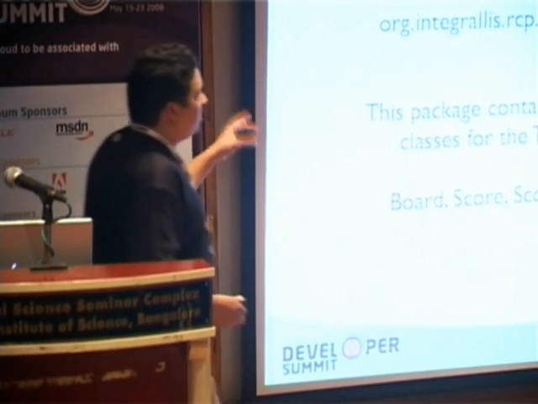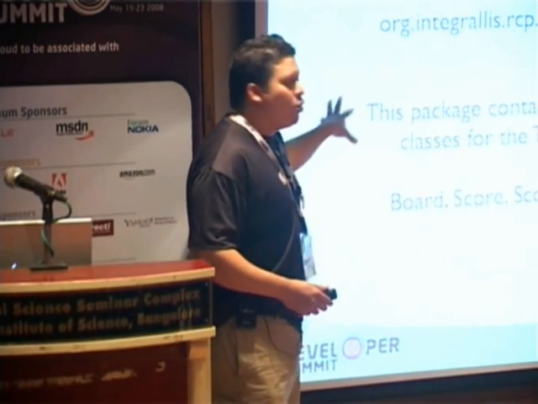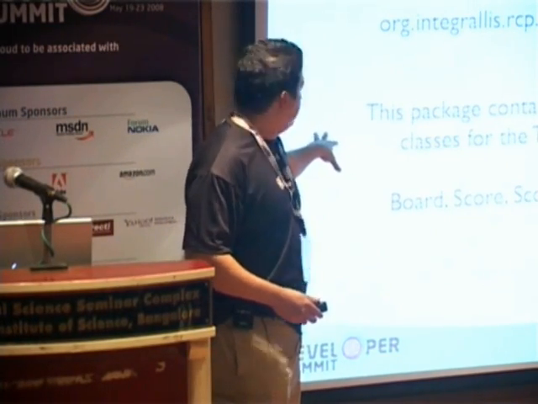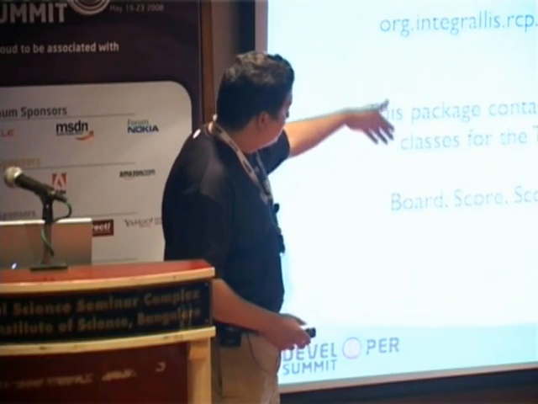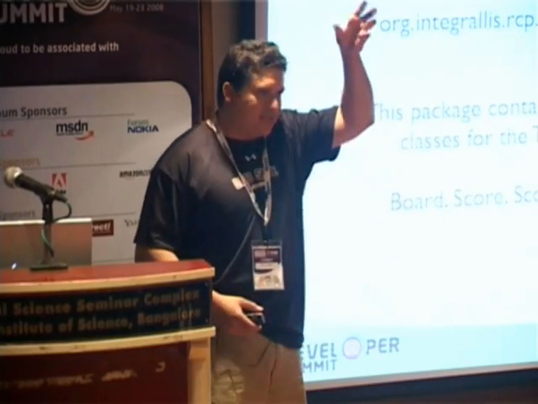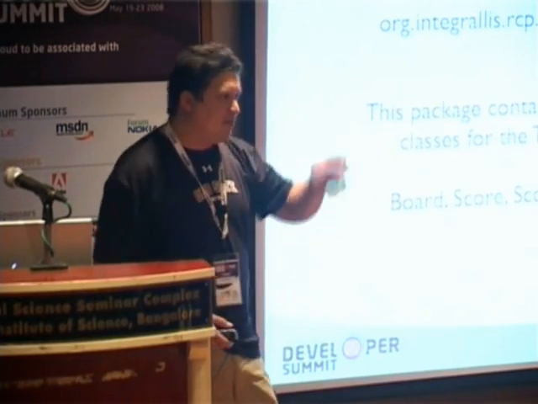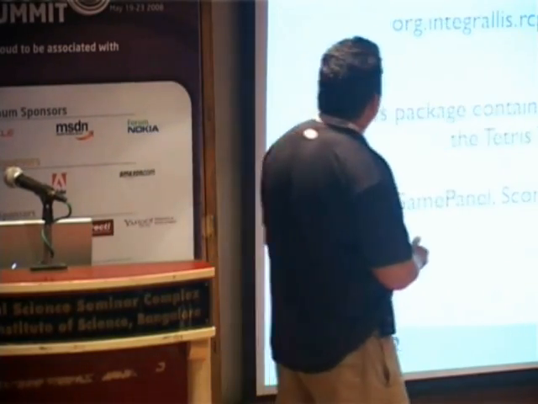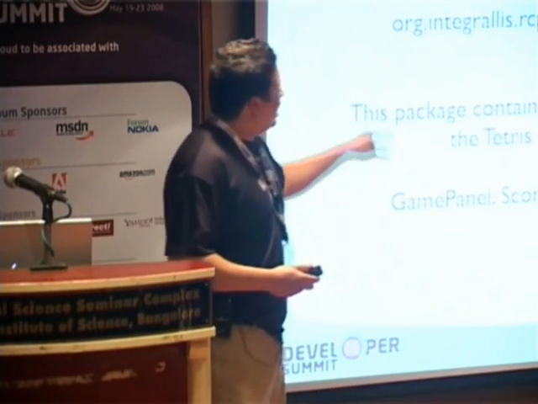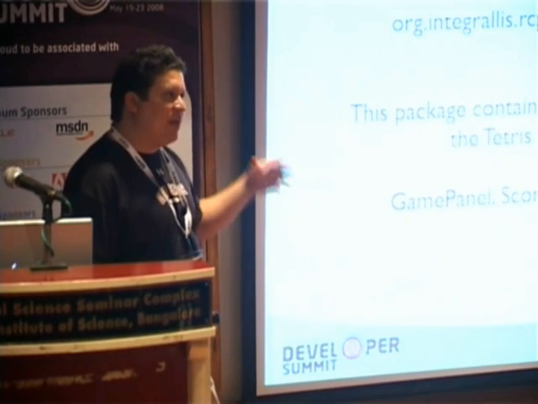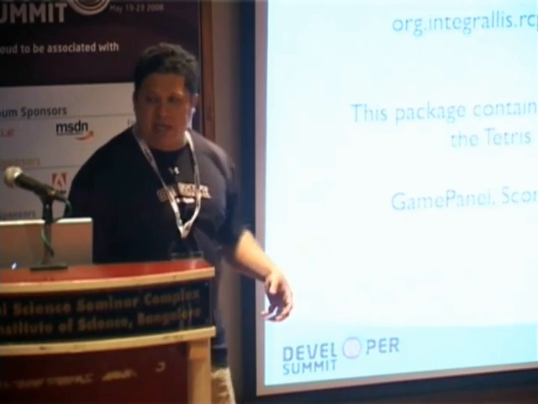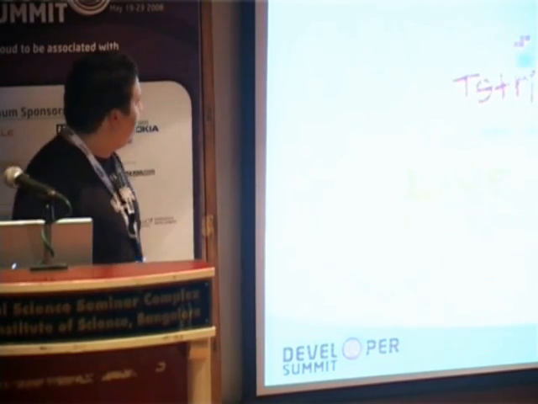Then, of course, the model is all the non-UI parts of the application. And I have a definition of a board, a score, a list of scores, and a stone, which is the specific piece of the Tetris game falling down to the bottom. And I have a package that's called SWT, where I have all the specific UI elements of the application. So let me jump and show you the application.